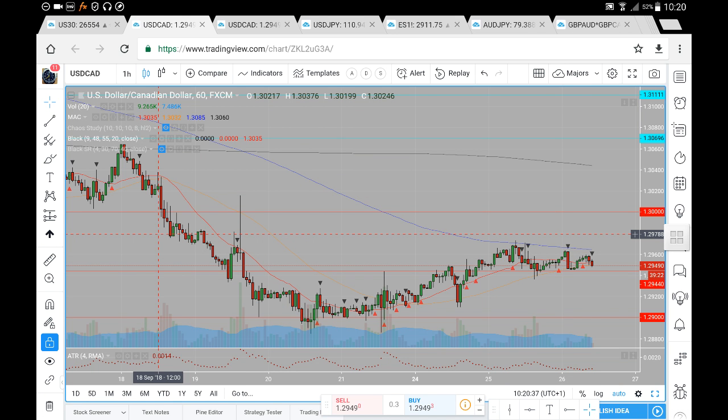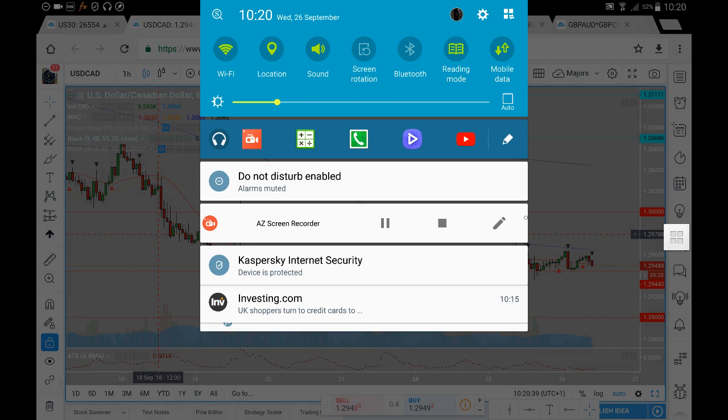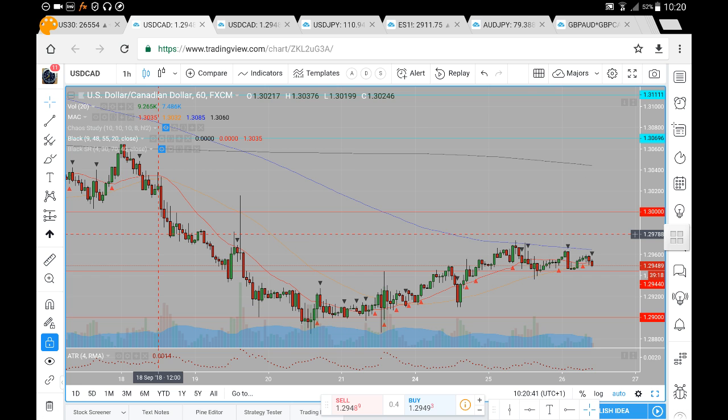So this USDCAD analysis for Wednesday the 26th of September. Now let's just have a look at the prices and where prices may likely go. So here on the USDCAD, we've had price come down towards this 129.